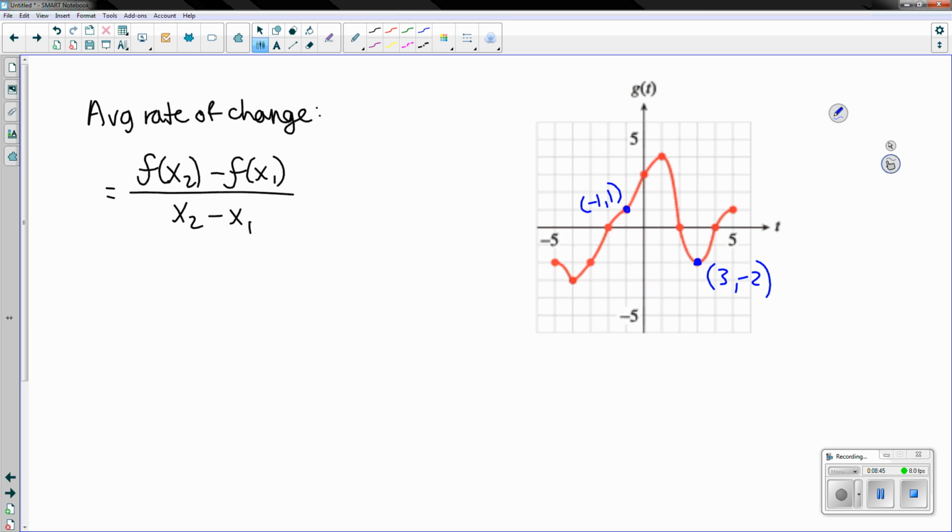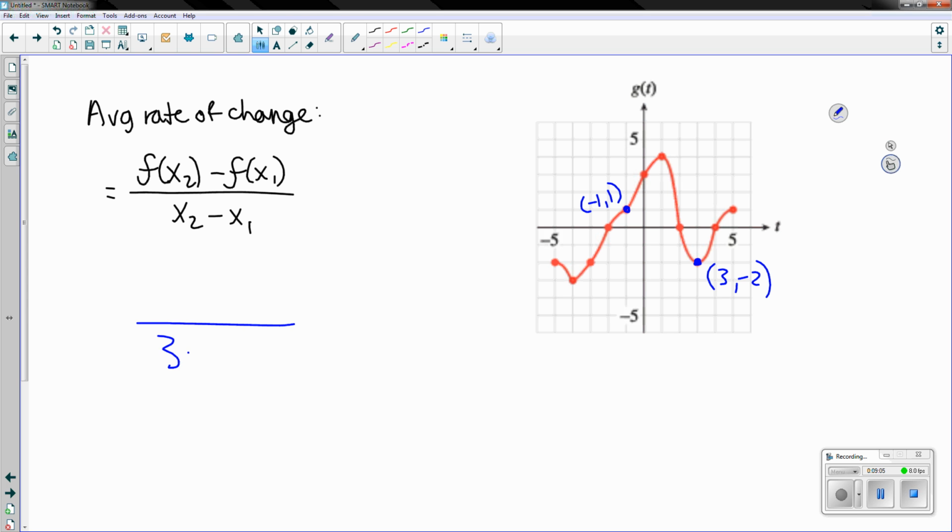So you can designate either one to be your x1 and your x2. It doesn't matter whether you want the 3 to be x1 or the -1 to be x1. It doesn't matter as long as you stay consistent with the corresponding y value to that point being the f of x1 and the f of x2 respectively. So let's call -1 x1 and 3 x2.